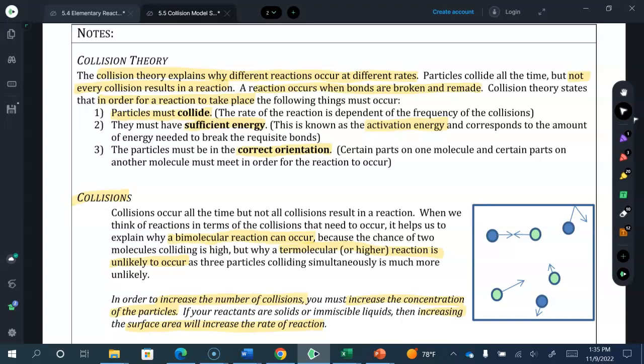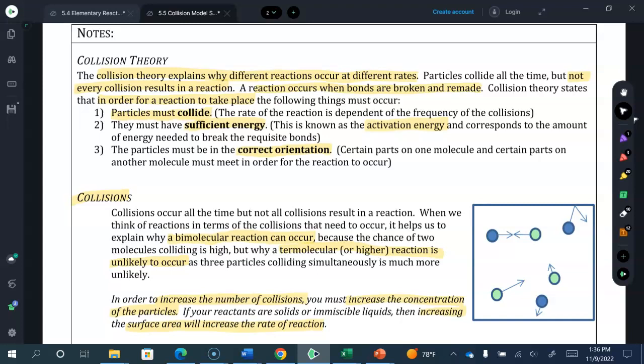So the collision theory explains why different reactions occur at different rates. Particles collide all the time, but not every collision results in a reaction. A reaction occurs when bonds are broken and remade. So you have to have specific conditions met in order to break and make those bonds. Collision theory then states that in order for a reaction to take place, the following must occur. First, particles must collide, right? If they don't touch each other, there's no reaction that's going to happen.